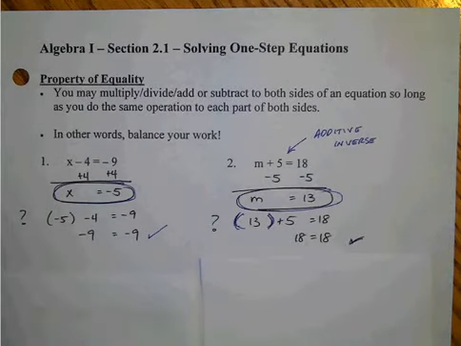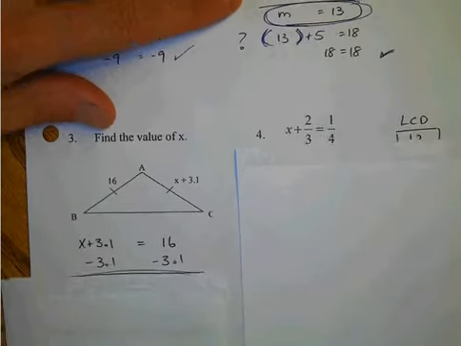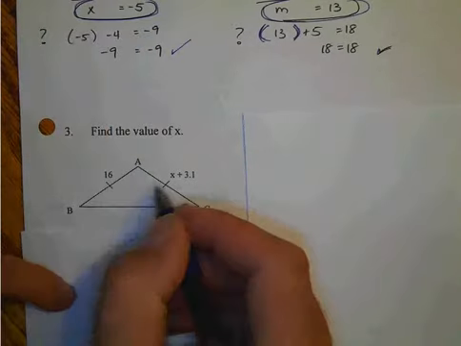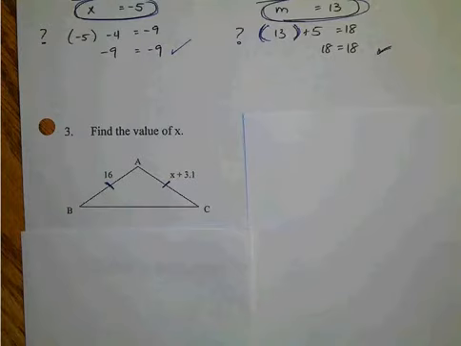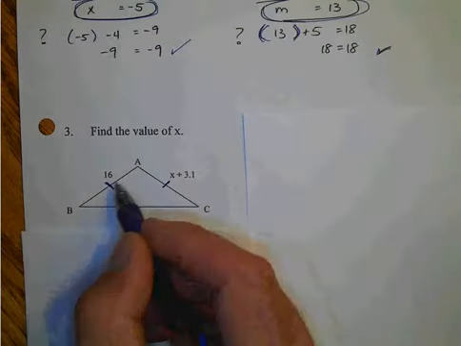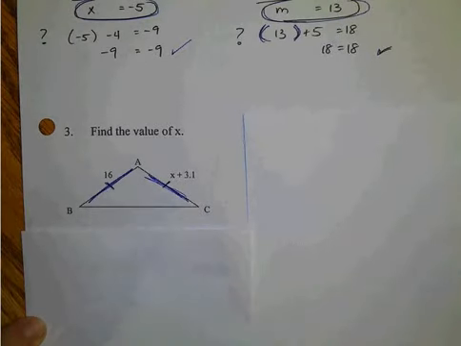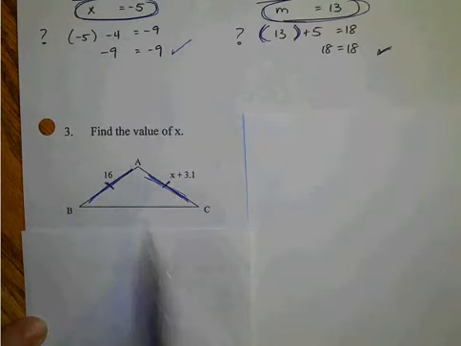Let's look back now at problem number 3. Here we're supposed to find the value of x for this diagram. And the value of x could be illustrated by the following problem. We have to understand what these lines mean on the diagram. Whenever you have a diagram with little hash marks on it, that means that segment AB has the same length as segment AC. Those are called congruent. So, if this side is congruent to that side, then 16 equals x plus 3.1.